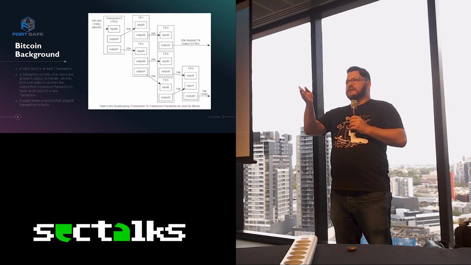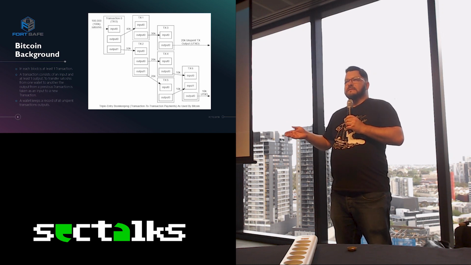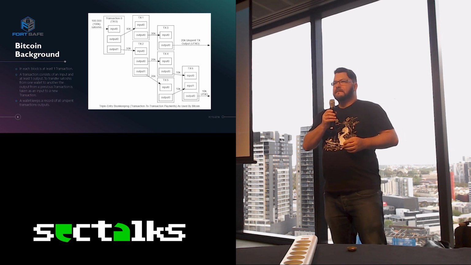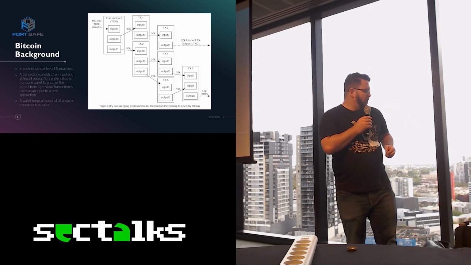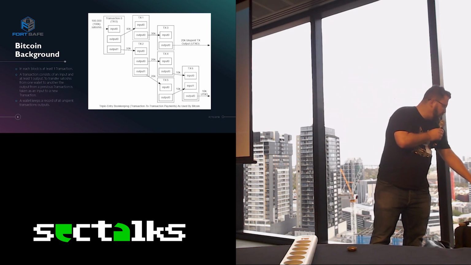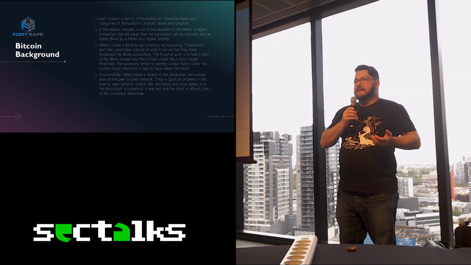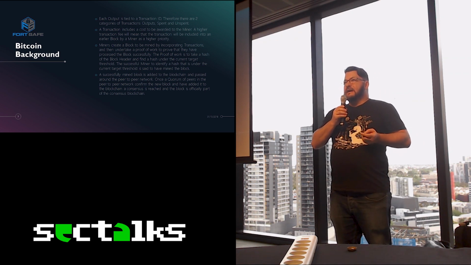In that example, you can also branch off down to other transactions which include multiple inputs to sum them up to a single output and load it into the unspent transaction output list. So the wallet keeps a record of all unspent transaction outputs. Each output is tied to a transaction ID. Therefore, there are two categories of transaction outputs, spent and unspent.